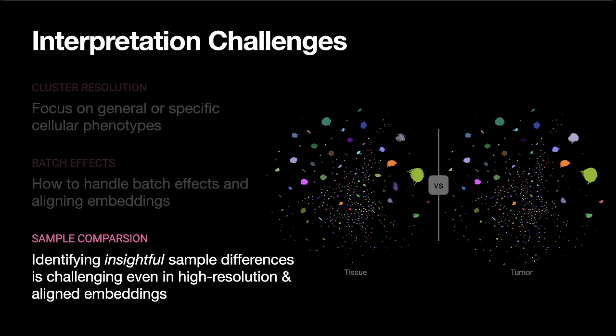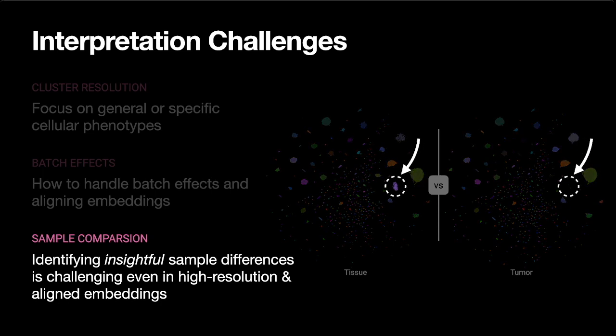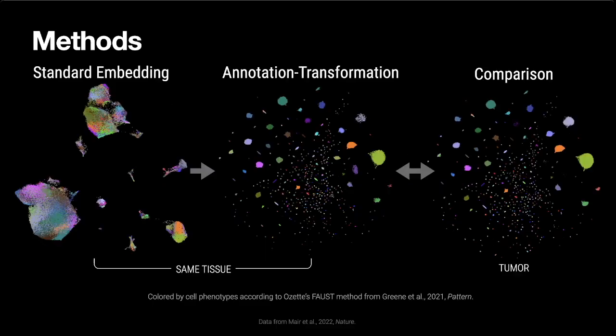Take a moment to look at the left and the right, and you can see if any phenotypes stand out to you. Some of the larger phenotypes, or those with bright colors, might pop out first, but are there differences between the two embeddings? Did anyone catch this purple phenotype that's missing in the tumor embedding entirely? So how do we go about surfacing these phenotypes for comparison when visually exploring these embeddings?